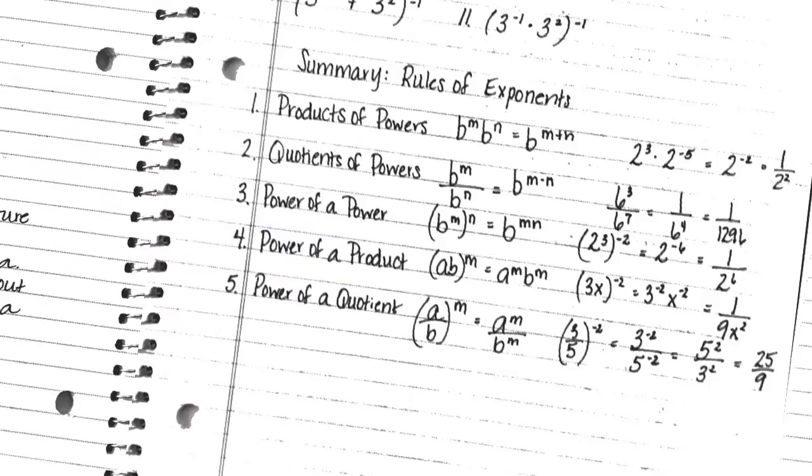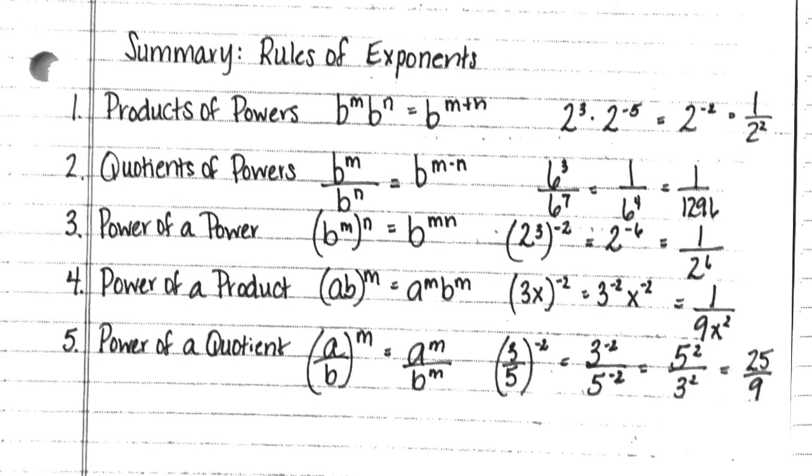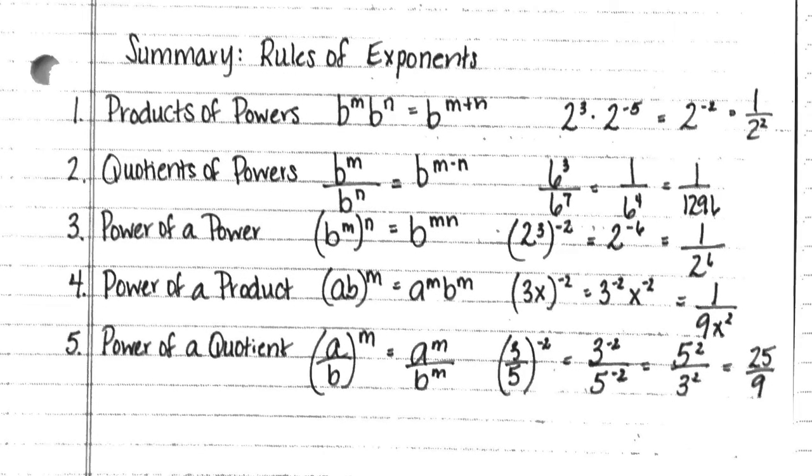So while we're here, let's go over our summary rules of exponents. Remember when I multiply the numbers, I add the exponents. So for example, 2 to the third times 2 to the fifth is 2 to the negative second. But I know now that that negative should never be shown. I should put it in the denominator. Those are products of powers.